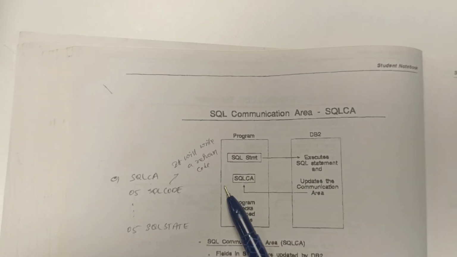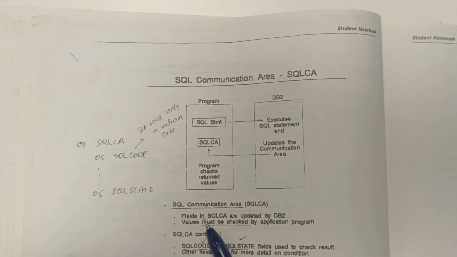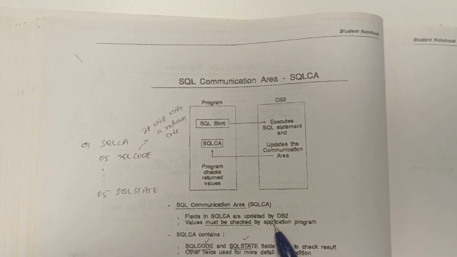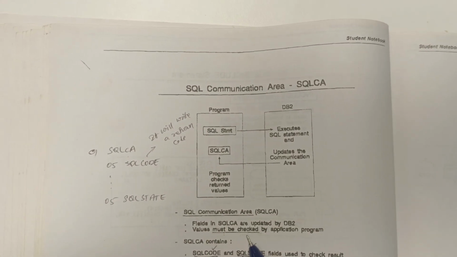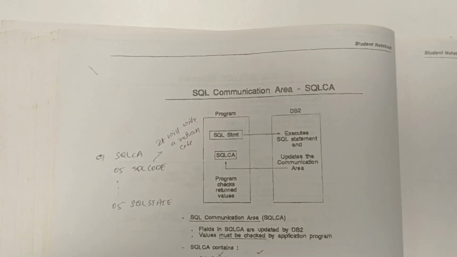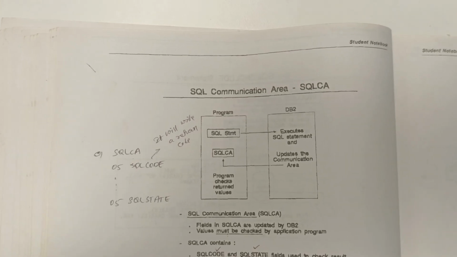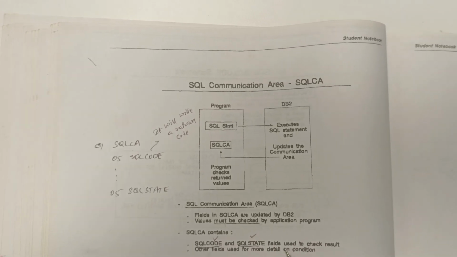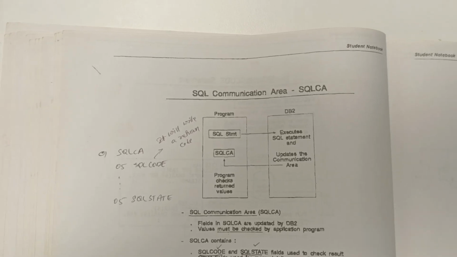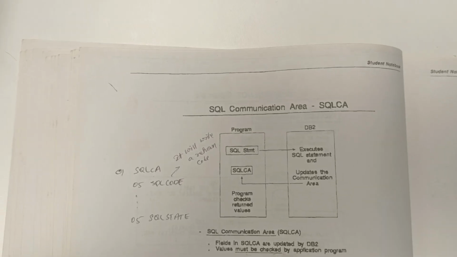This is SQL CA. What is the purpose of SQL CA? You can see that fields in SQL CA are updated by DB2 and the values must be checked by the application program. SQL CA contains the SQL code and SQL state fields, used to check the result and for more detail on the condition.